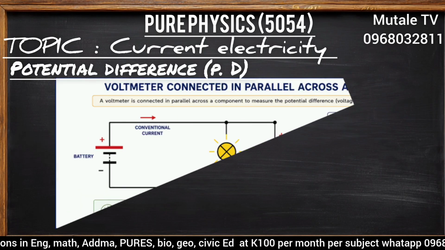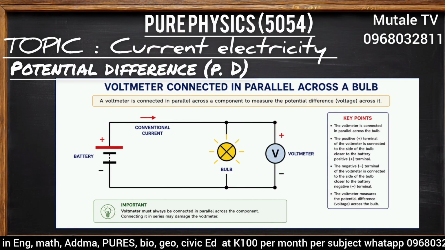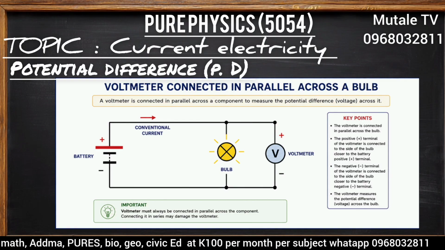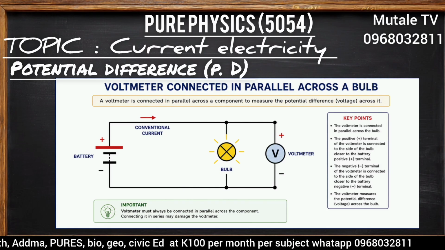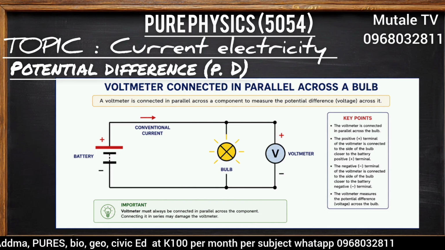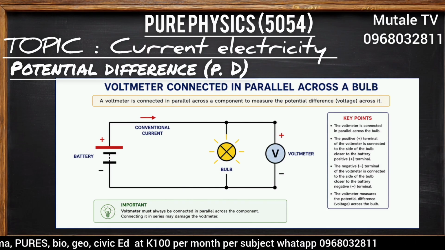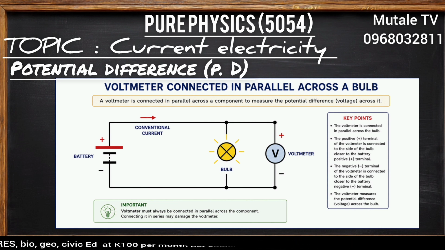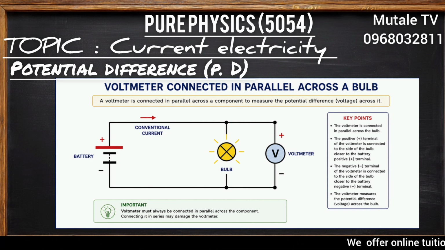So the potential difference is measured using a voltmeter, and unlike the ammeter, the voltmeter must be connected across a component in parallel. Please always remember that, in parallel. Each time you're connecting a voltmeter, it must be connected in parallel and not in series. So the same rule about the terminals applies to the voltmeter. The red one is to the positive and the black one to the negative.